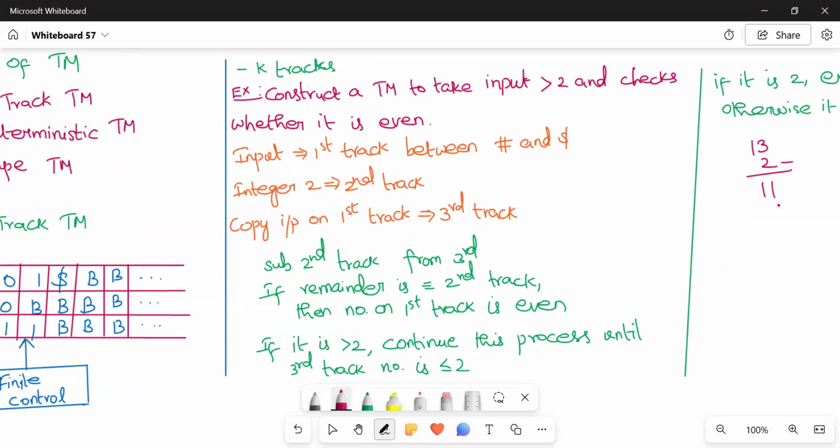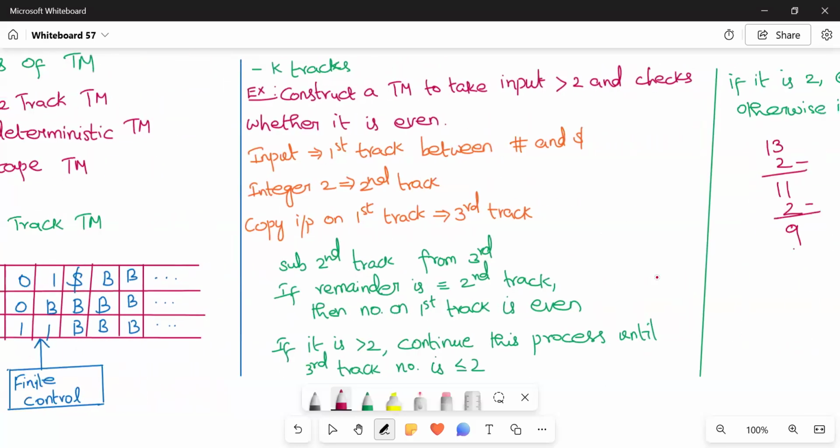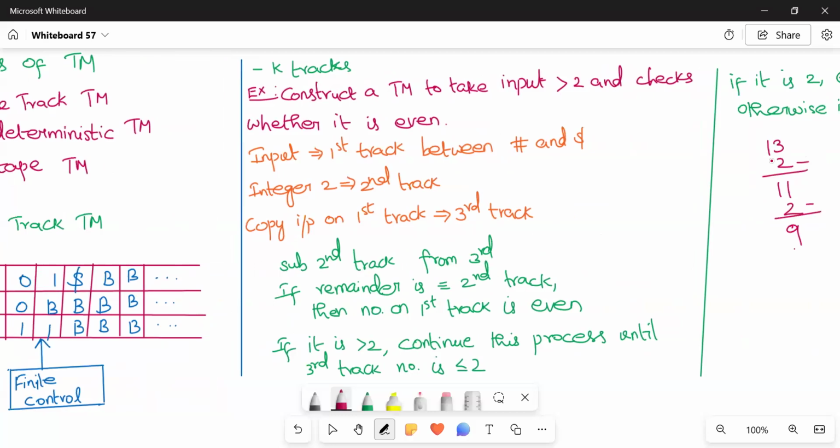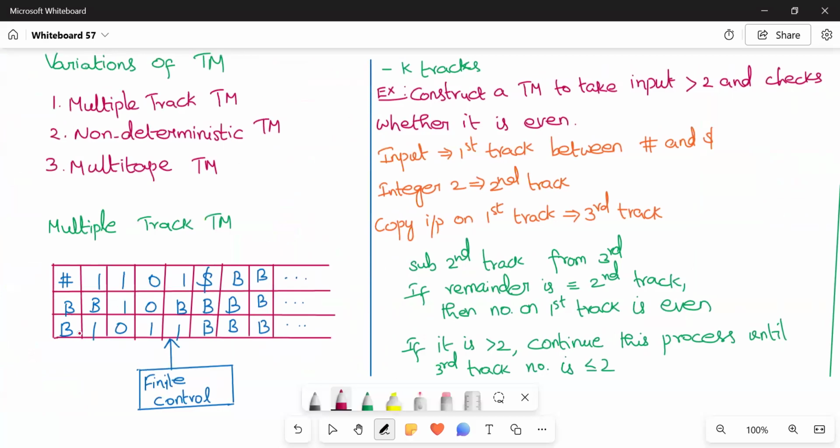So now we have to again subtract 2 from the number on the third track. Now we are getting 9. 9 is also not equivalent to the number on the second track or less than it. We have to continue this process until the remainder is less than or equal to 2. Here the remainder is greater than 2, which means we need to continue the subtraction. The number on the second track must be subtracted from the number on the third track. After subtracting 2 one time from 13, we get 11, and that is placed in this diagram.